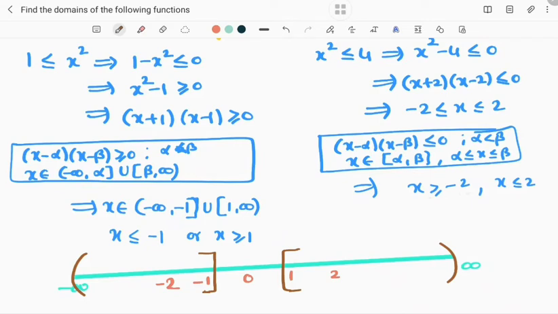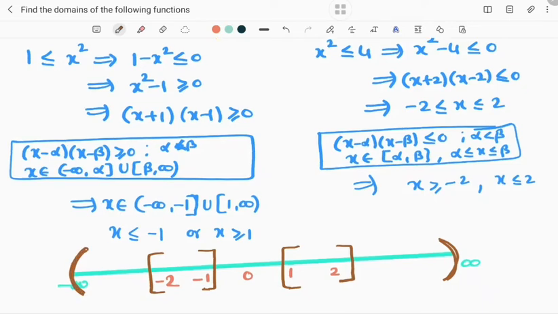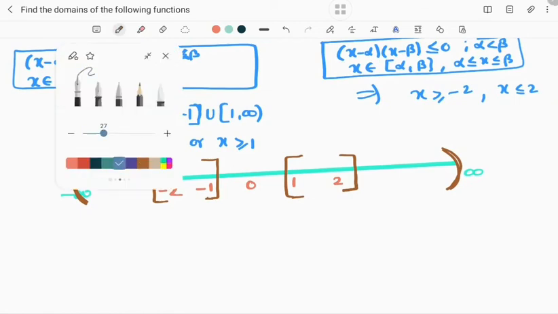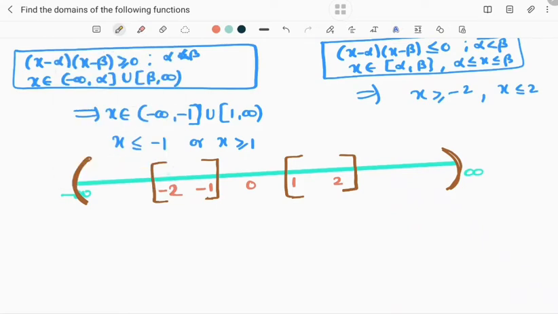Next, x is greater than or equal to minus 2. So x is greater than or equal to minus 2, from minus 2 to infinity. At the same time, x is less than or equal to 2. So in that common part we will consider. So this is the common part, dear students.